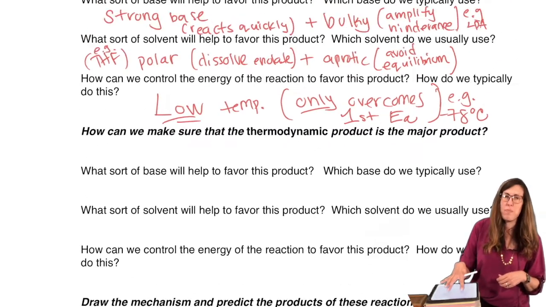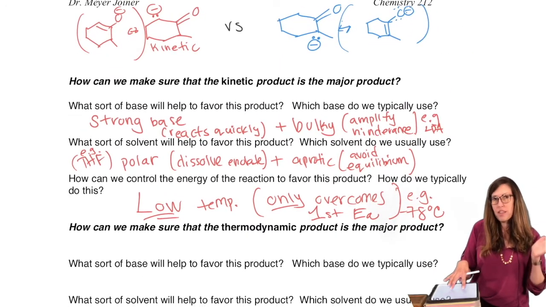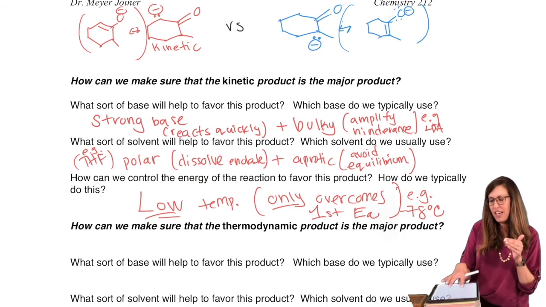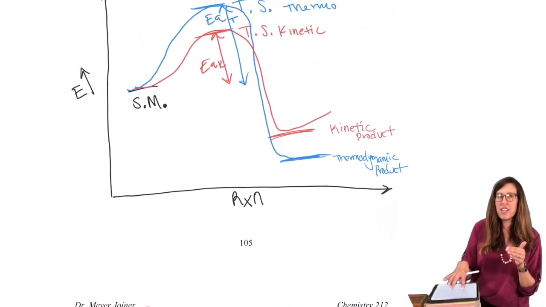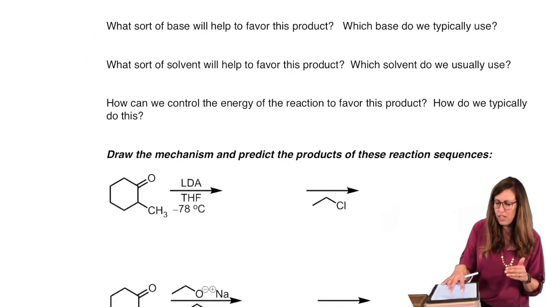That helps us get the red path. Let's suppose we really want the blue one. We want that sterically hindered site. Can't use a bulky base, it has a higher activation energy. Can't use cold temperature, need hot temperature, right? We can think of those opposites as what we need.